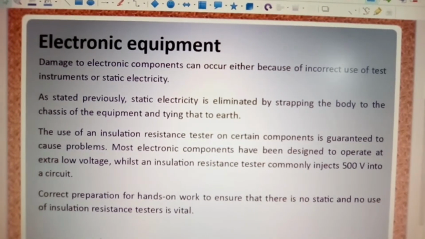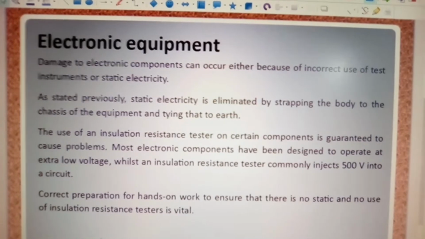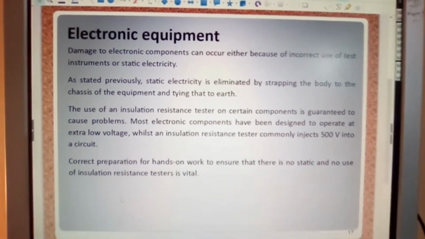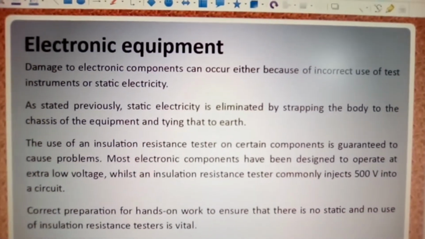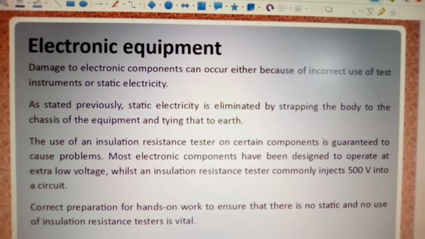Electronic equipment, and here we are just telling you how electronic equipment can be damaged, etc. That's for you to read for yourselves. Make sure you're familiar with it. Let me just make sure that it is in view. Okay, good.